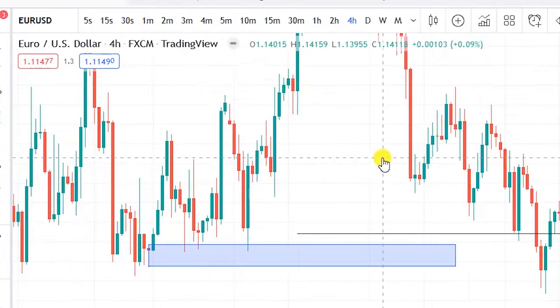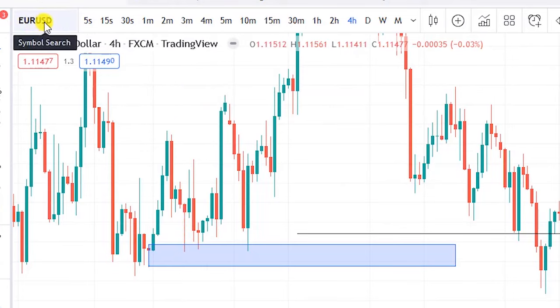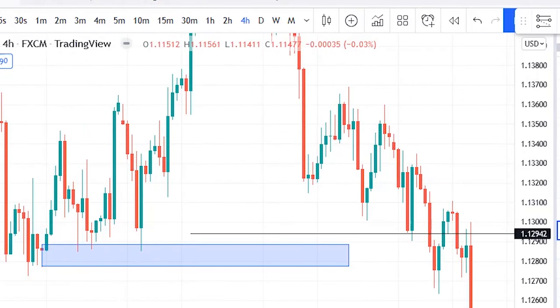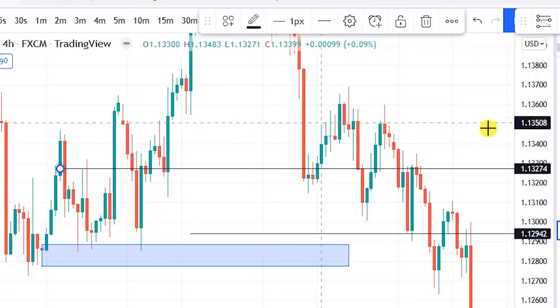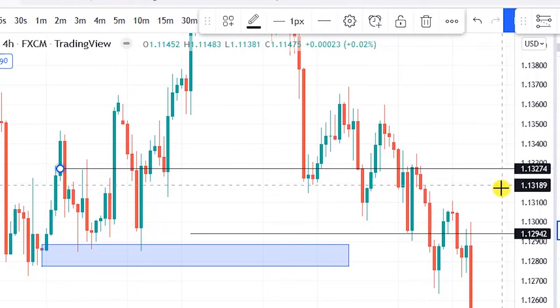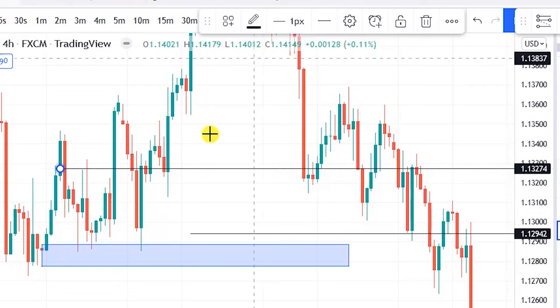Good. Now this is a Euro Dollar chart. So the euro in this case is the base currency, the dollar is the quote currency. Now to get a euro, if price was here, for example, let's use a horizontal ray. Let's say if price was here now, you can see the cost. This horizontal ray is the cost. It will cost $1.13274 to get a euro.